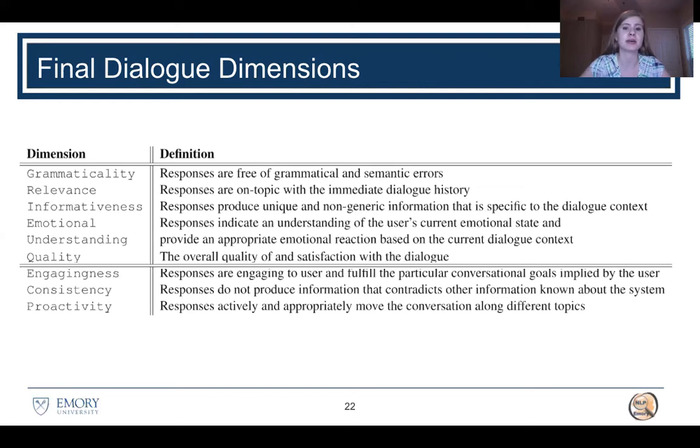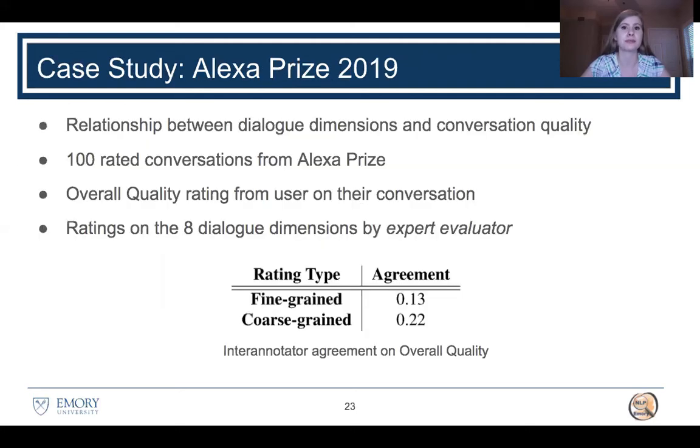The 8 dimensions that we ended up with can be seen here, and the top half of this table shows those that were derived by grouping across papers, which are grammaticality, relevance, informativeness, emotional understanding, and quality. And then the bottom half shows those that ended up being unique across papers, which were engagingness, consistency, and proactivity. So given this derived set of dialogue dimensions, we wanted to assess the relationship of the dimensions to one another. Specifically, we were interested in how each dimension related to the overall quality perception of the user.